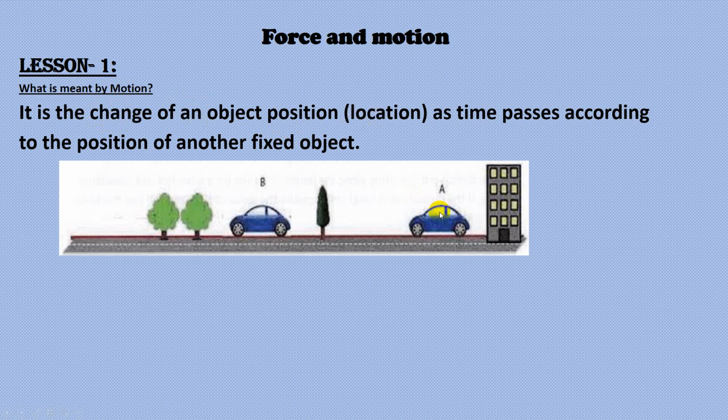As this car, for example, moved from this position to B position, as the time passed, this is the second keyword, which is time, according to the position of another fixed object. The fixed object here, for example, is the building. So in this part, we are talking about a motion of an object.